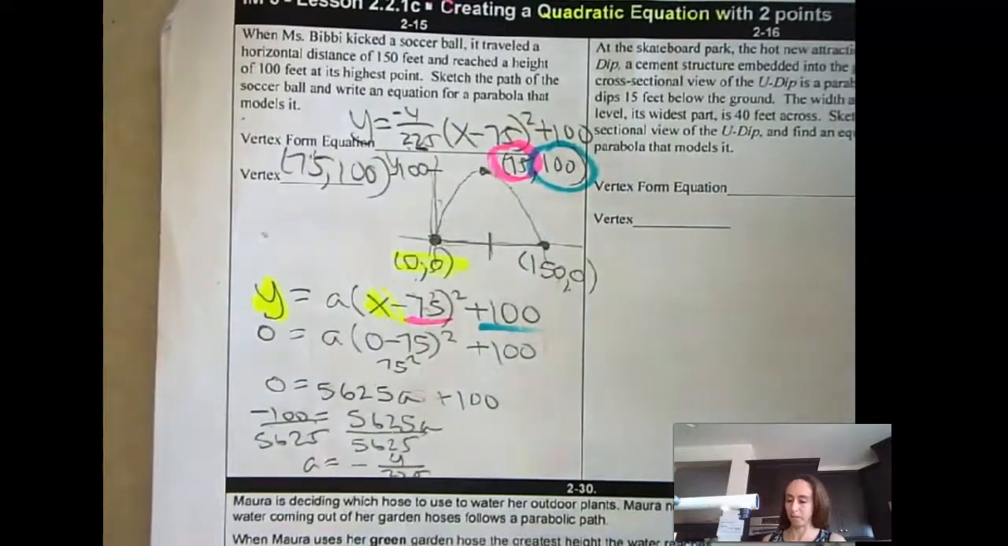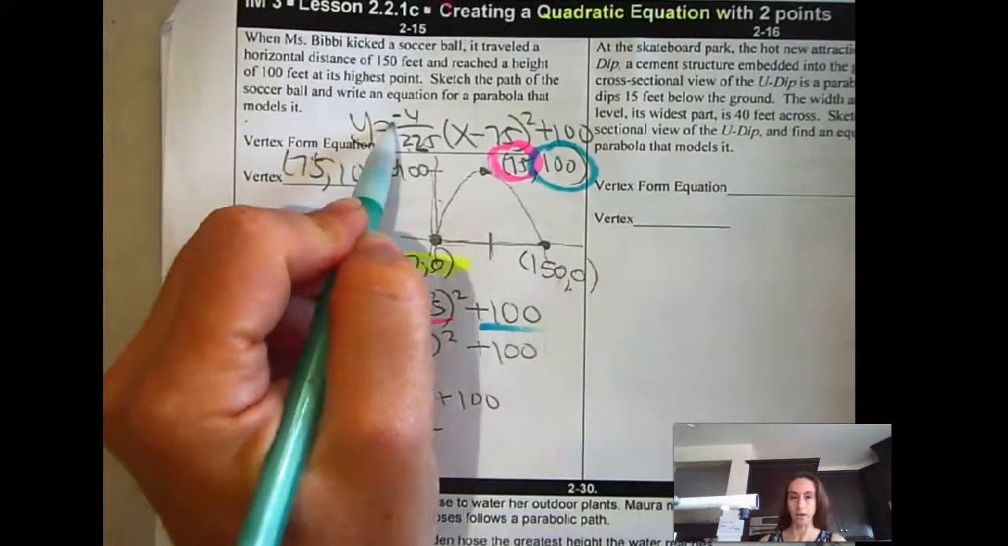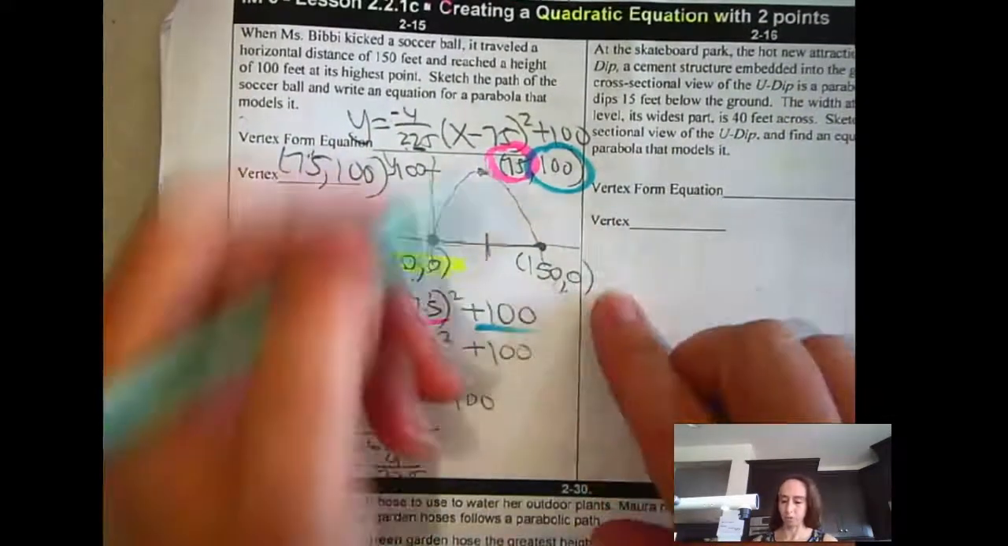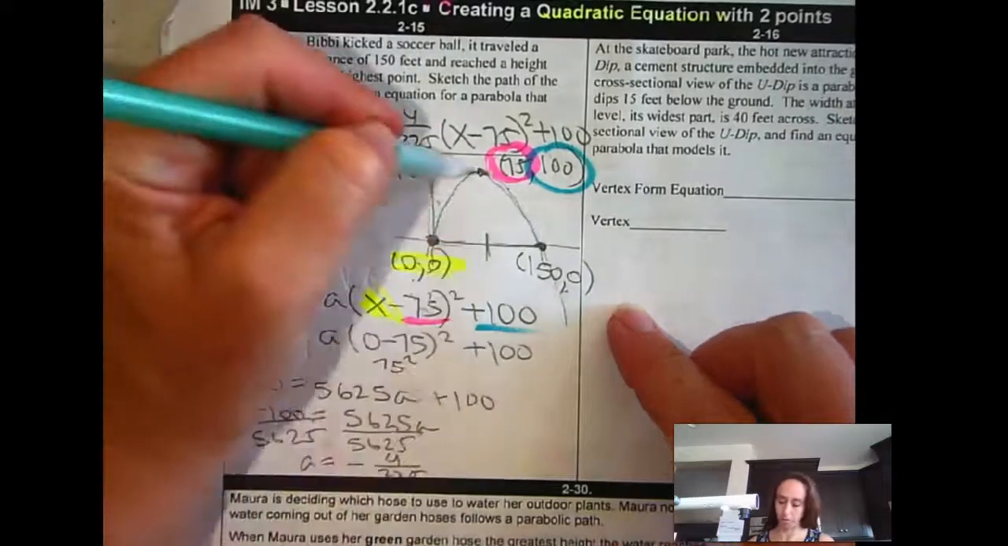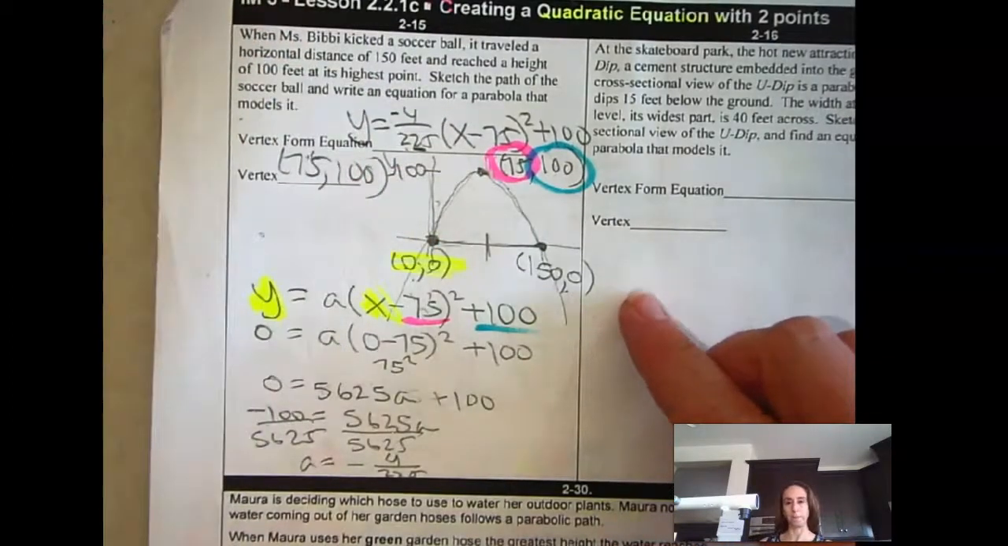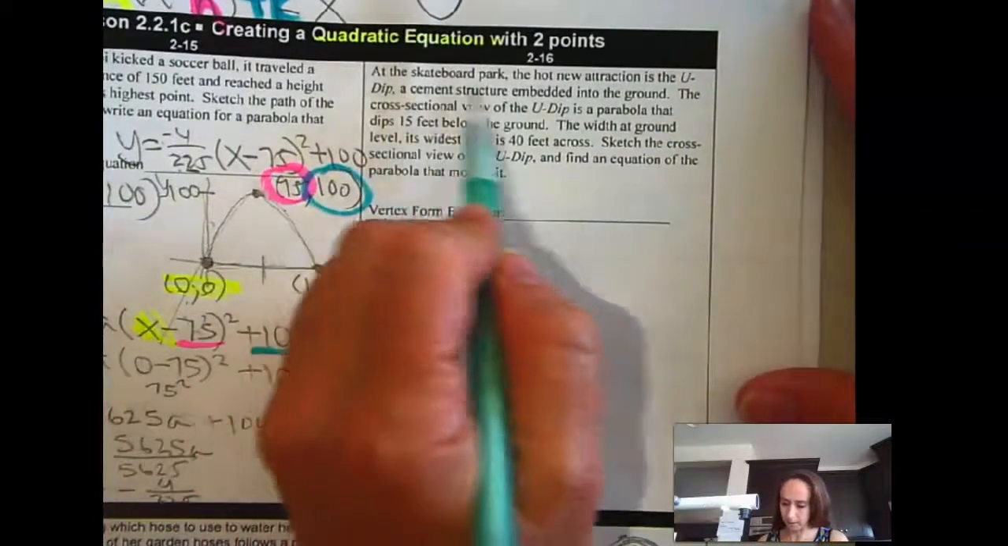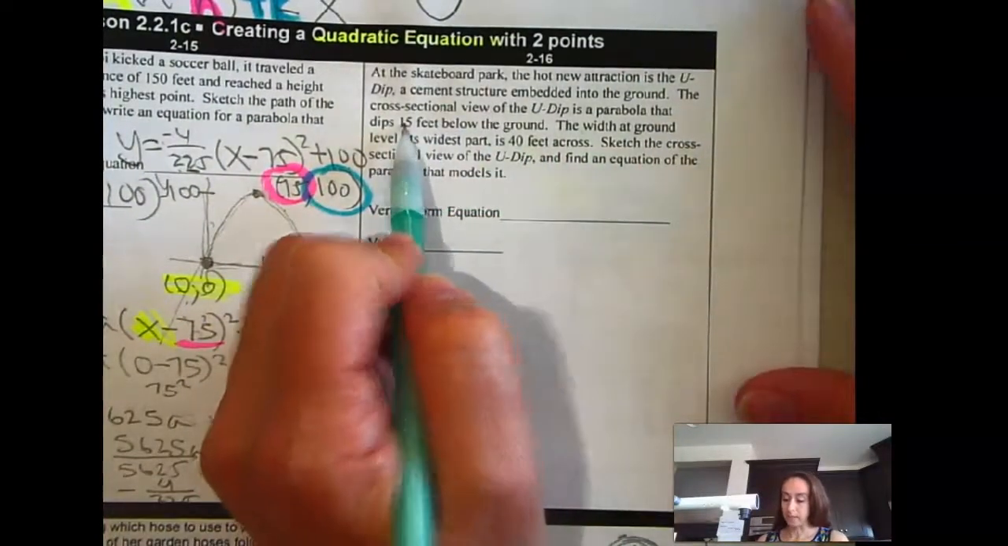So I want to finish off by saying that if you look, there's a negative, and that means your parabola is going down. If I was to keep graphing this, you would see it's a parabola going down. Okay, so let's go to the next one.